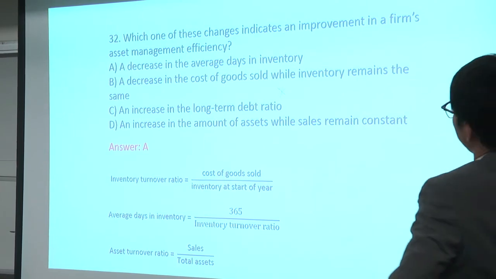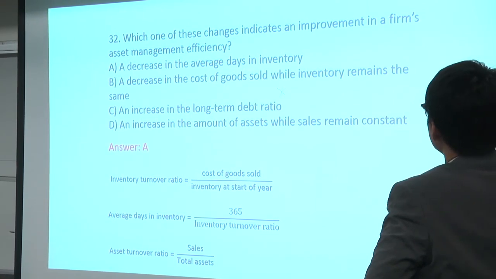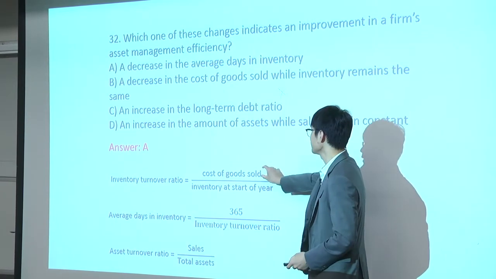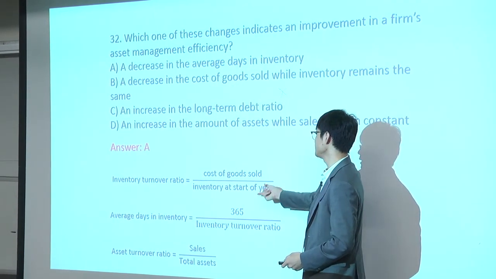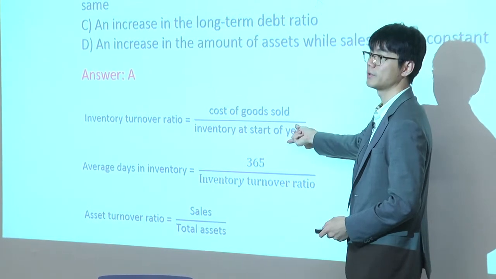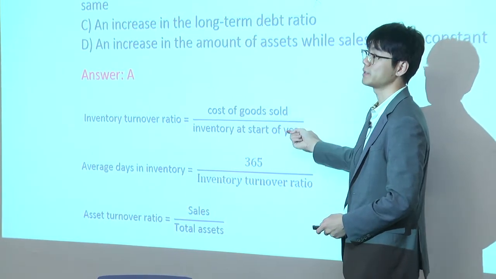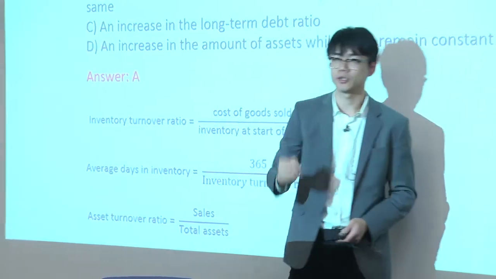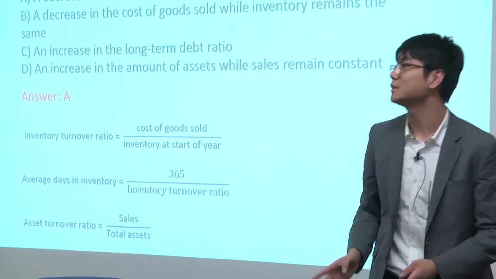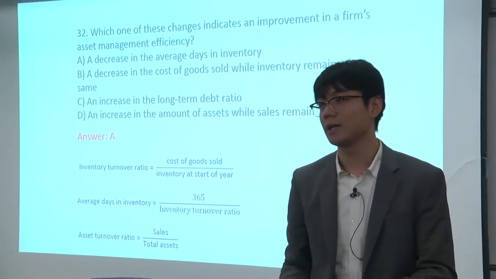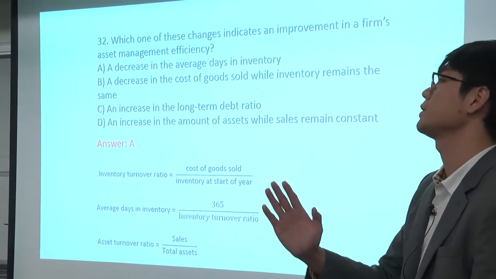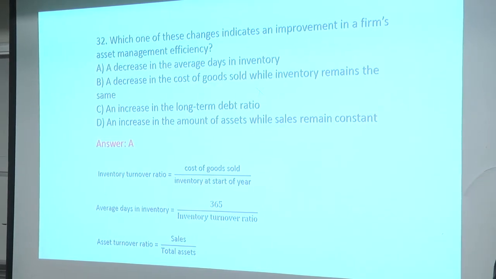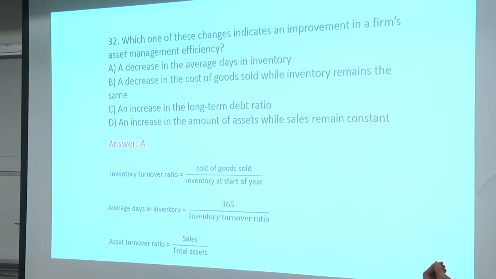So let's look at B. A decrease in the cost of goods sold while inventory remains the same. So the value of this fraction, which is the inventory turnover ratio, will decrease. That's not good. We want the turnover ratio to increase, or the average days ratio to decrease. Increase in the long-term debt ratio, that's not related, right?